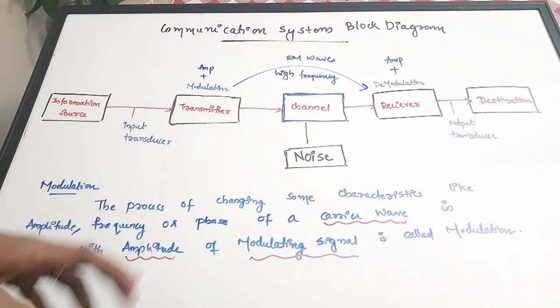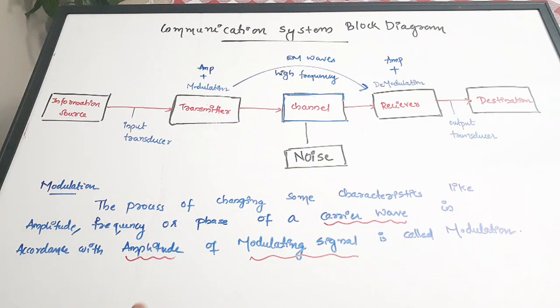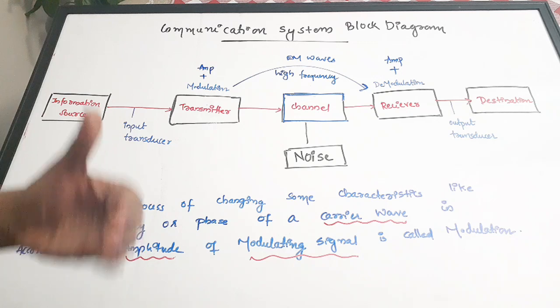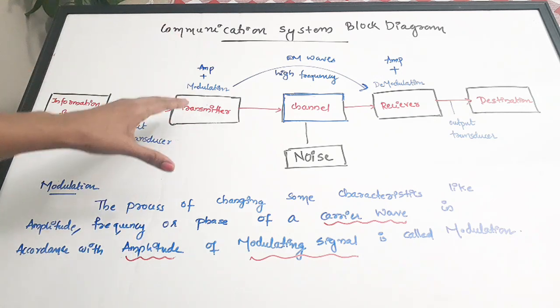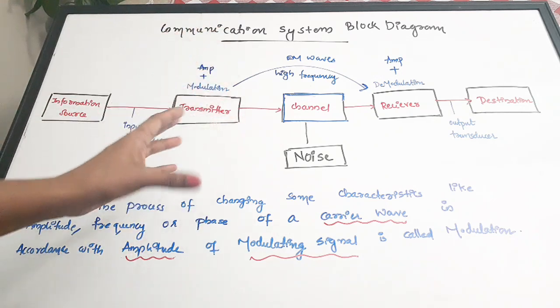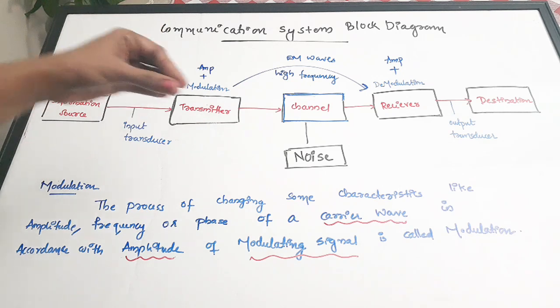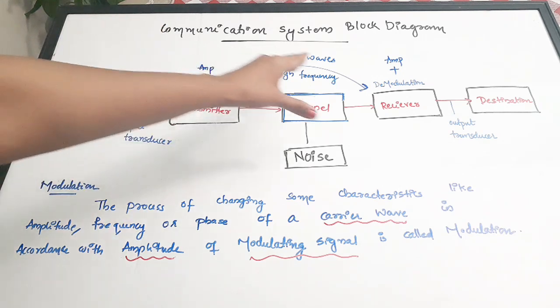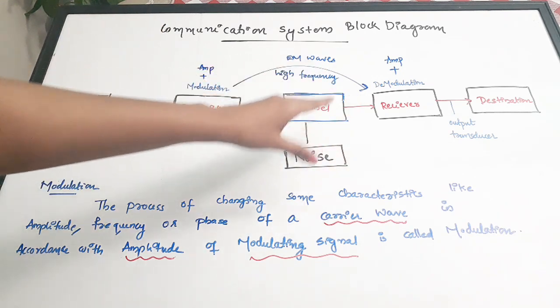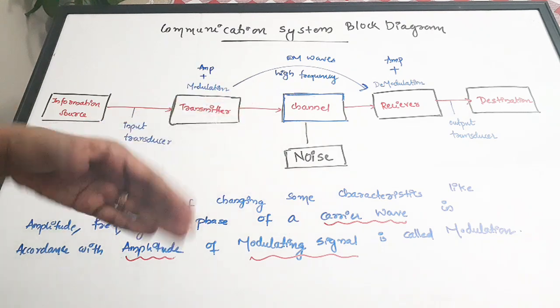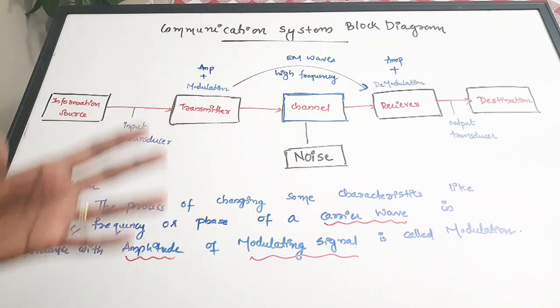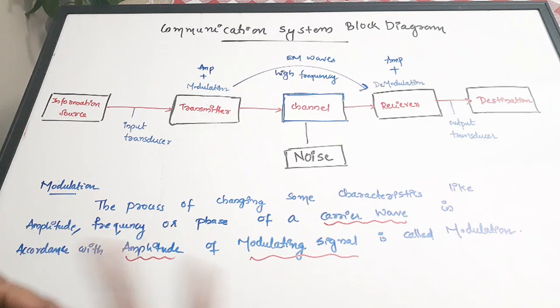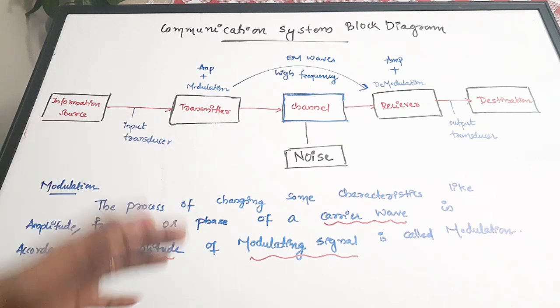So after undergoing amplification and modulation, there are other units also, but mainly these are the two units. Okay, amplifier and the modulator. So after the signal is getting modulated and energy boosted, it will go to the channel. The channel can be either a wired or wireless medium. There are various sources of channels, right?